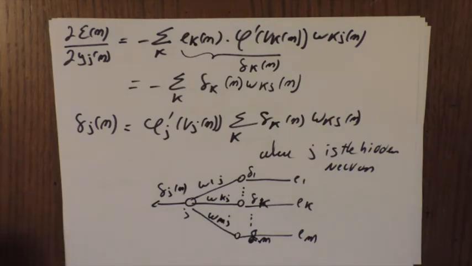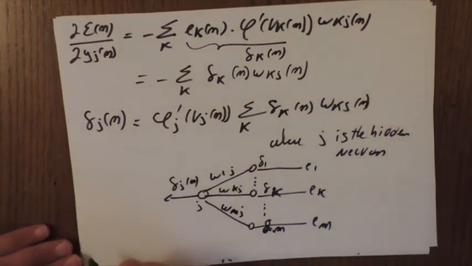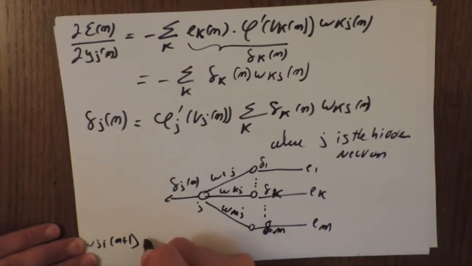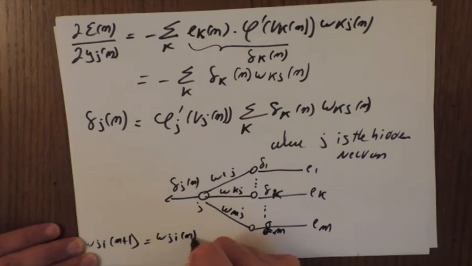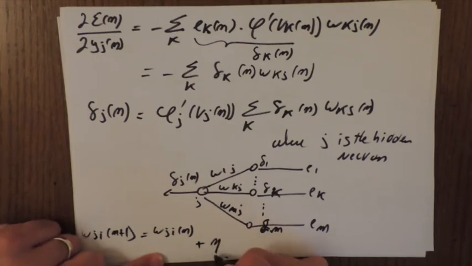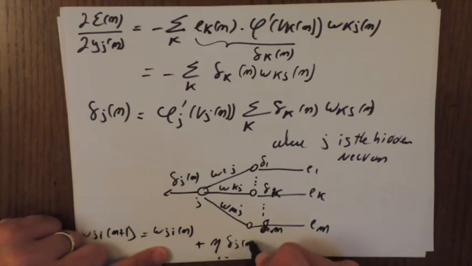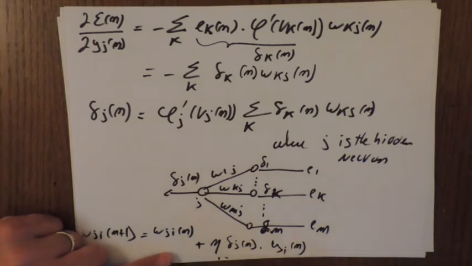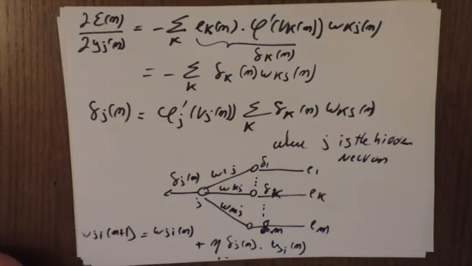Okay, so now if I want to write the update equation for w, so wji of n plus 1 is equal to wji of n, and in this case I will have the learning parameter times the local gradient times yi of n, and this will be the update equation.